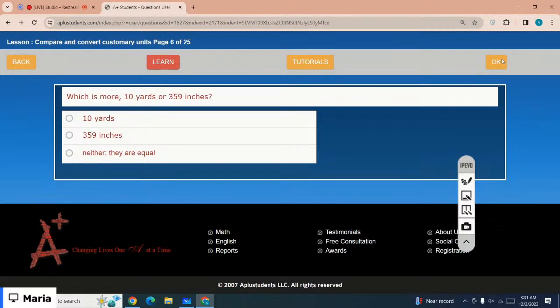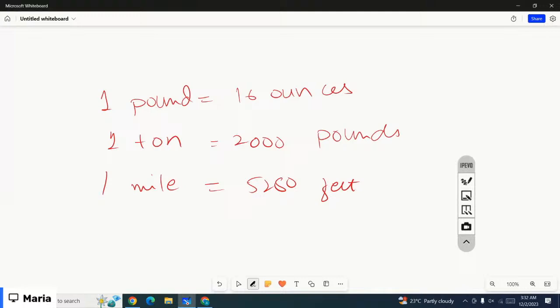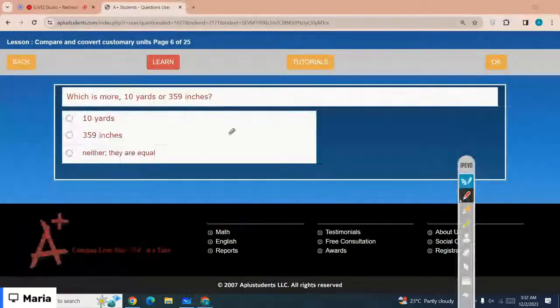Okay, the next one is, which is more, 10 yards or 359 inches? So that is a conversion from yards to inches, right? So the basic conversion is 1 yard equals 36 inches, right? So convert the yards to inches and then compare. You have 10 yards, so you have to do 10 times 36, that is 360 inches. So which is more, 360 inches or 359 inches?